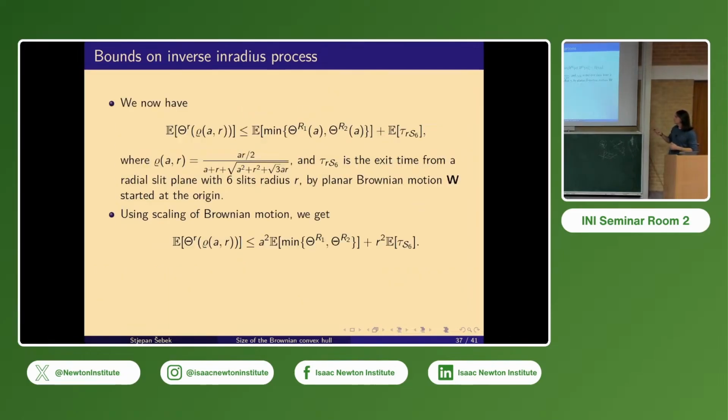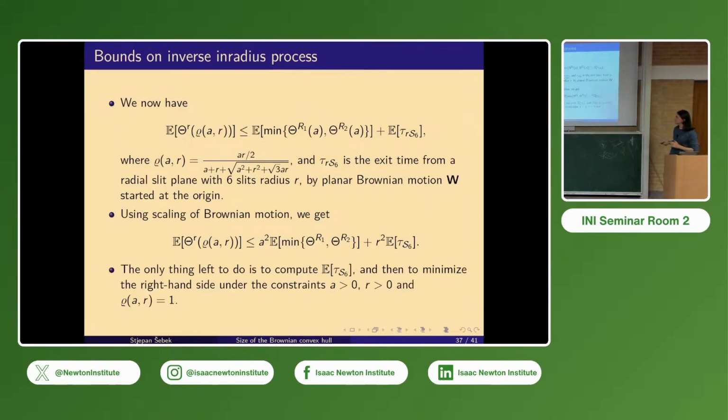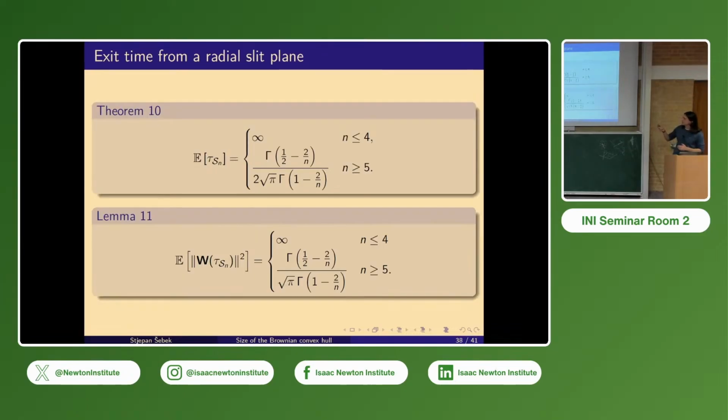But that's a good idea. You can try with a different number of slits. And then we actually managed to obtain the exit time of Brownian motion from this radial slit plane. And there are many tricks when you're trying to compute exit times.